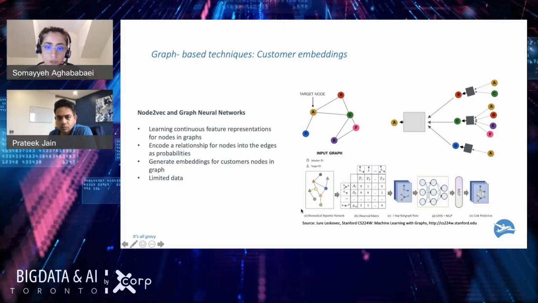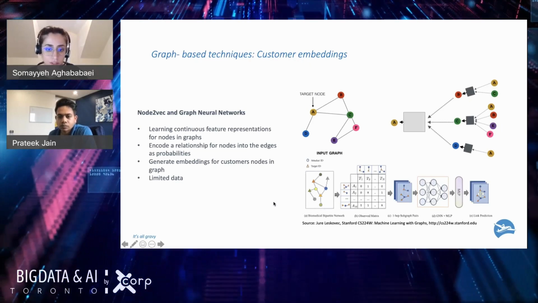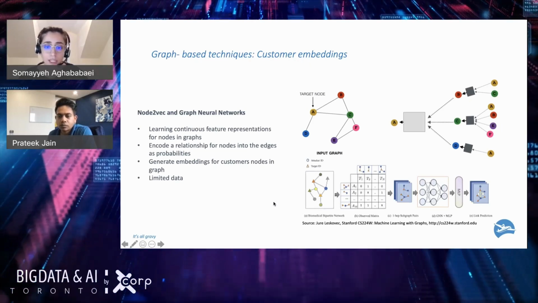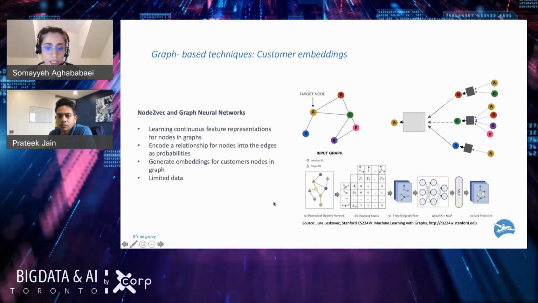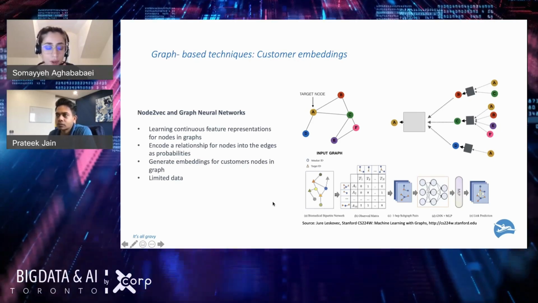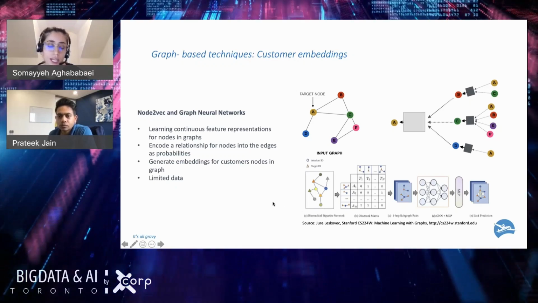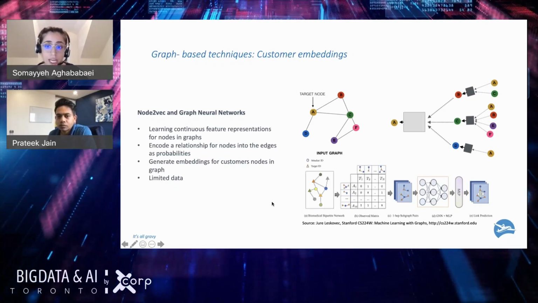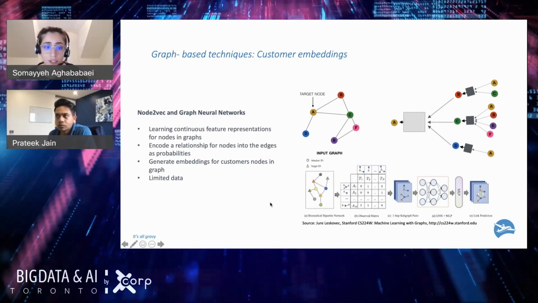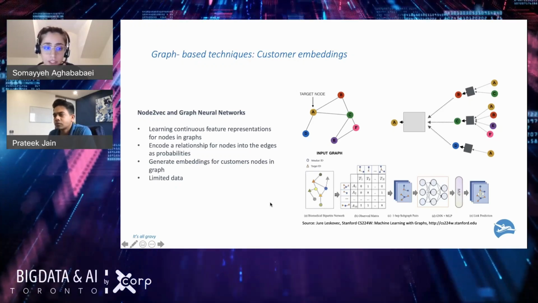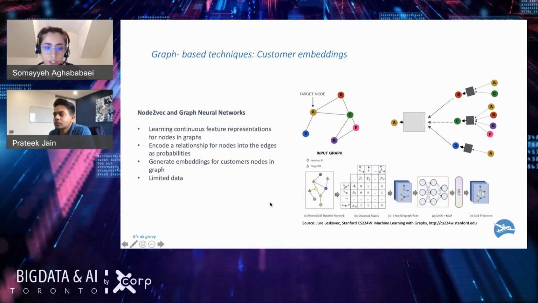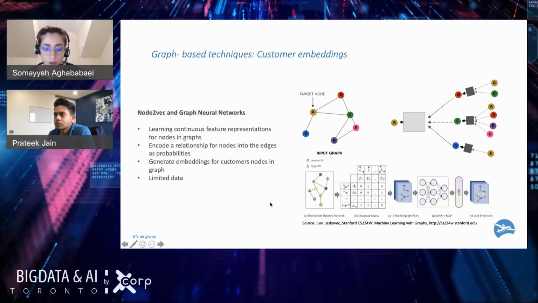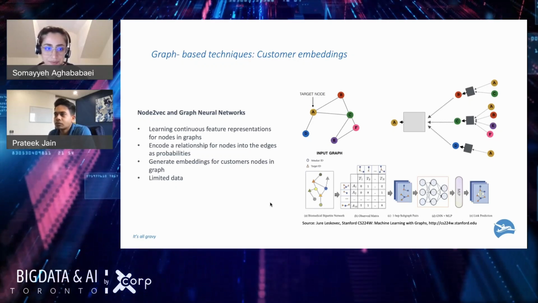At the end, what we did with this technique was come up with a customer embedding, and we used that customer embedding as an input for different models. One of the advantages of this technique, in addition to leveraging additional features in the graph, was that understanding, learning and prediction with limited data was achieved compared to other techniques.